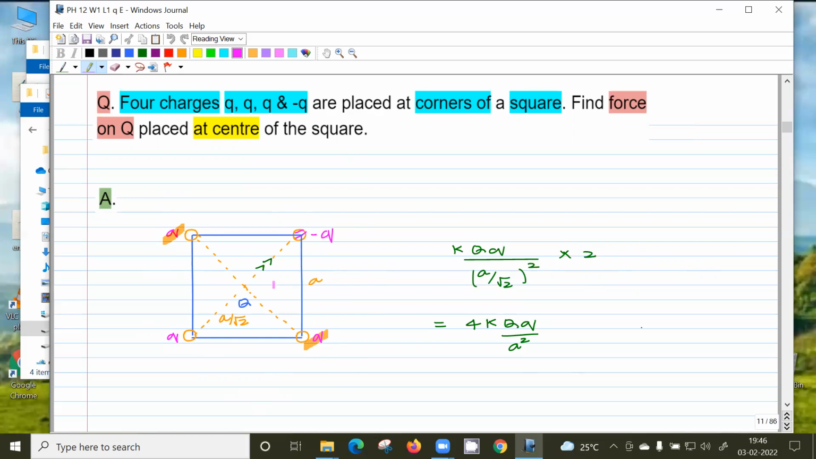The value of the force will be the product of the charges, Q into Q, divided by the distance square. And the distance between the charges is A by root 2. If the side of the square is A and this is also A, the full diagonal will be how much? Root 2 A, the square root of A square plus A square. So root 2 A. So the half diagonal will be root 2 A divided by 2.